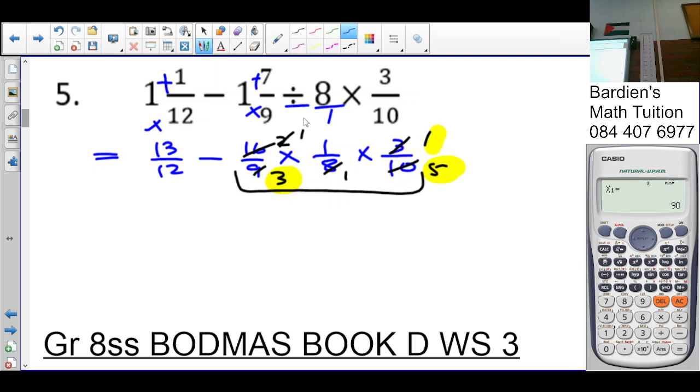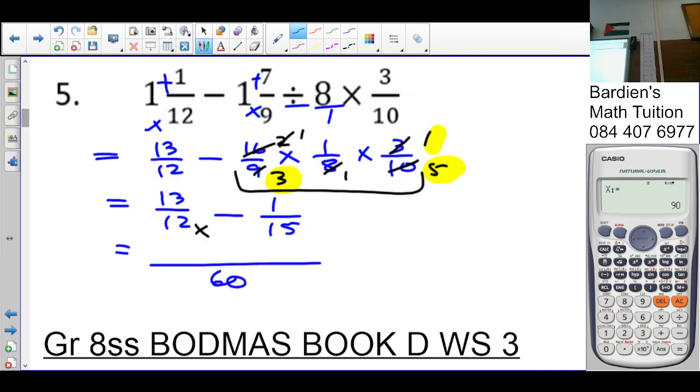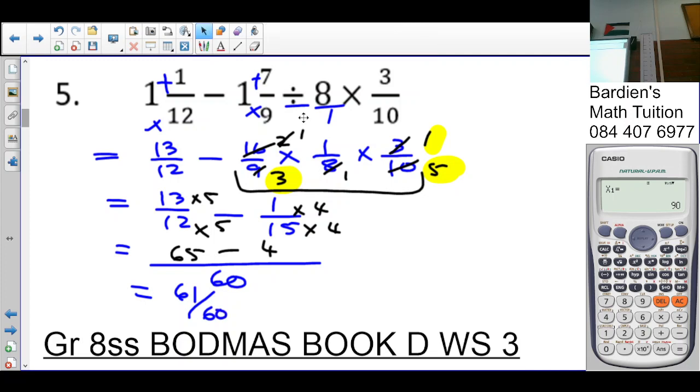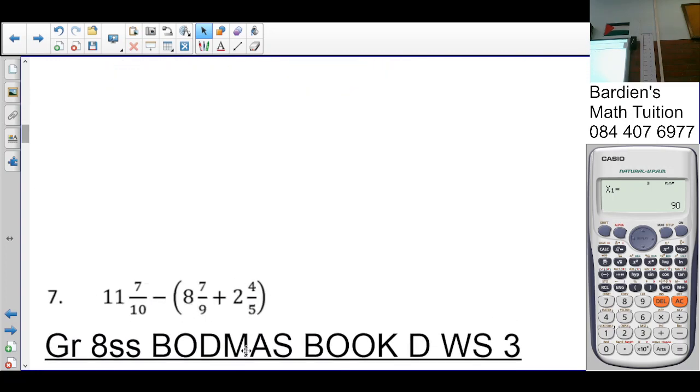Not so? So let's go. It's 13 over 12 minus 1 over 15. People, what's my LCM here? 60. Okay. So 12 times what is 60? 5. You multiply it by 4. Gives you 4. 65 minus 4? 61 over 60. Or 1 and 1 over 60. People, any confusion here? Who got the sum right? Not everybody's going to get full marks, no?